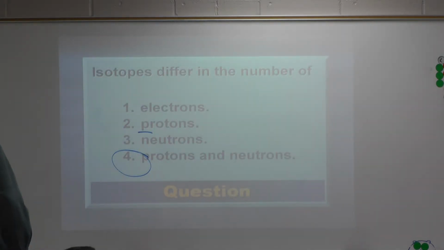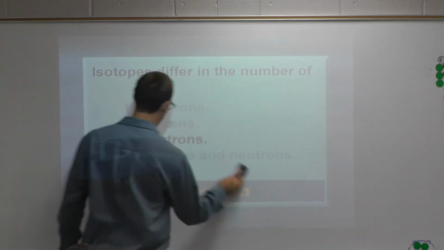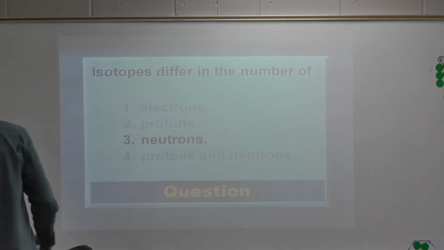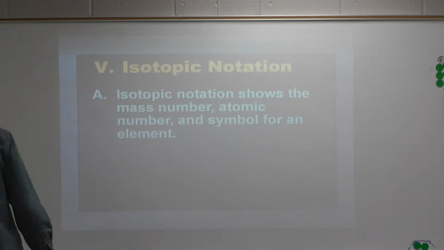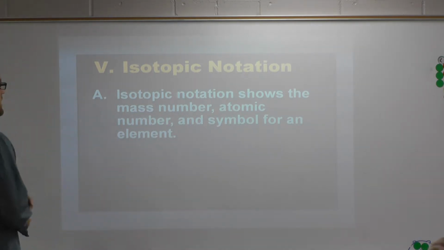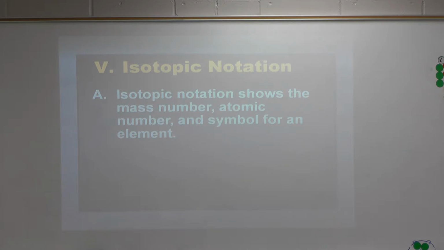All right, isotopes differ in the number of? Neutrons. That one should be a quick, easy one. Number of neutrons. Everything else is the same. All right, so let's do isotopic notation. This is the new thing for today. It's a way to show isotopes.